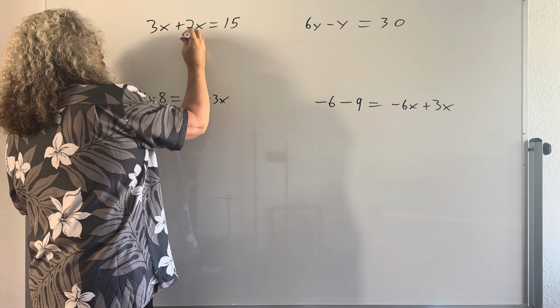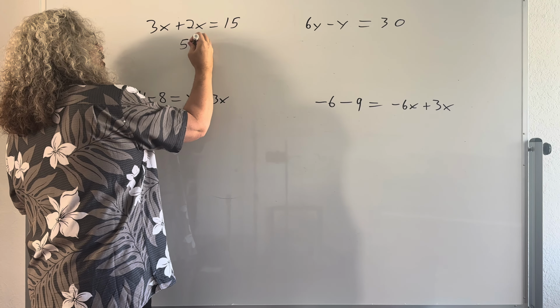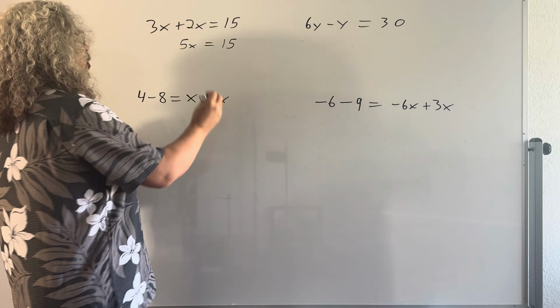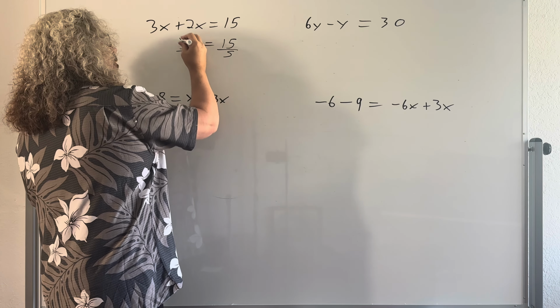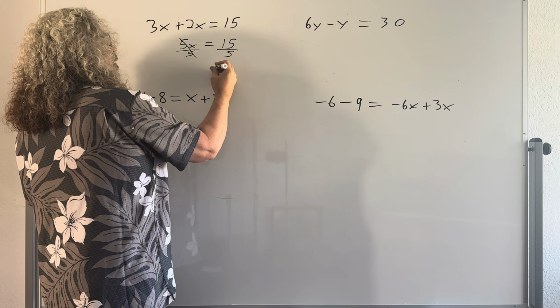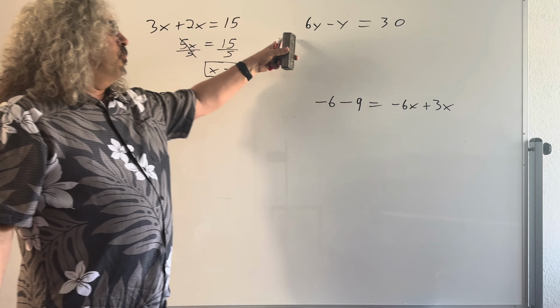3x plus 2x is 5x. Equals, copy down the 15. Once you've combined the like terms, this is a simple one-step problem. That's 5 times x, so I'm going to divide by 5. And my answer is x equals 15 divided by 5, which is 3. Let's go to the next one.